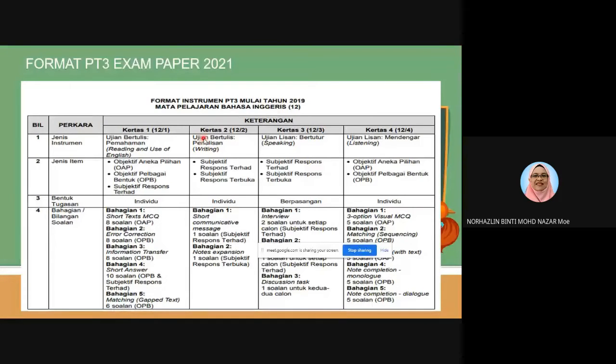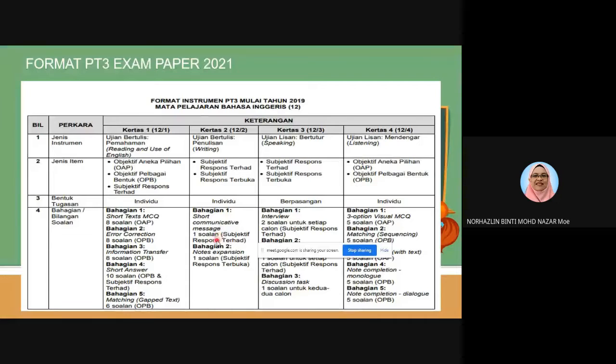Okay, and then kertas 2, your code is 12/2. It's ujian bertulis, but cover page, you will see penulisan. By right, it's a writing paper. Okay, so jenis item, subjektif, respon terhad. And then subjective response terbuka. So what is that subjective response terhad? Ini details dia.